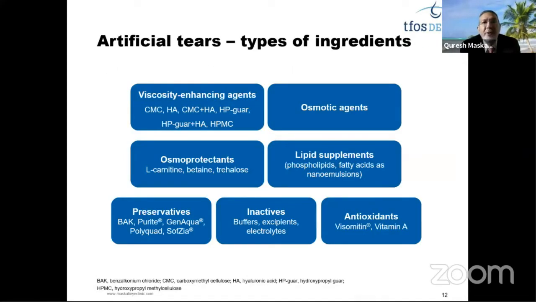So these are some of the teardrops that we have: CMC, HA, and combinations of these, and HP Guar and combinations with it, and HPMC is still there. You have osmoprotectants, tiny molecules that go into the cells and hold on to the water in the cells, like L-carnitine, betaine, trehalose to some extent. As I said, lipid supplements are not yet available. Hopefully we'll get them. And then all the drops contain some preservatives, some friendly, some less friendly, some inactives, which are used to stabilize the teardrops.